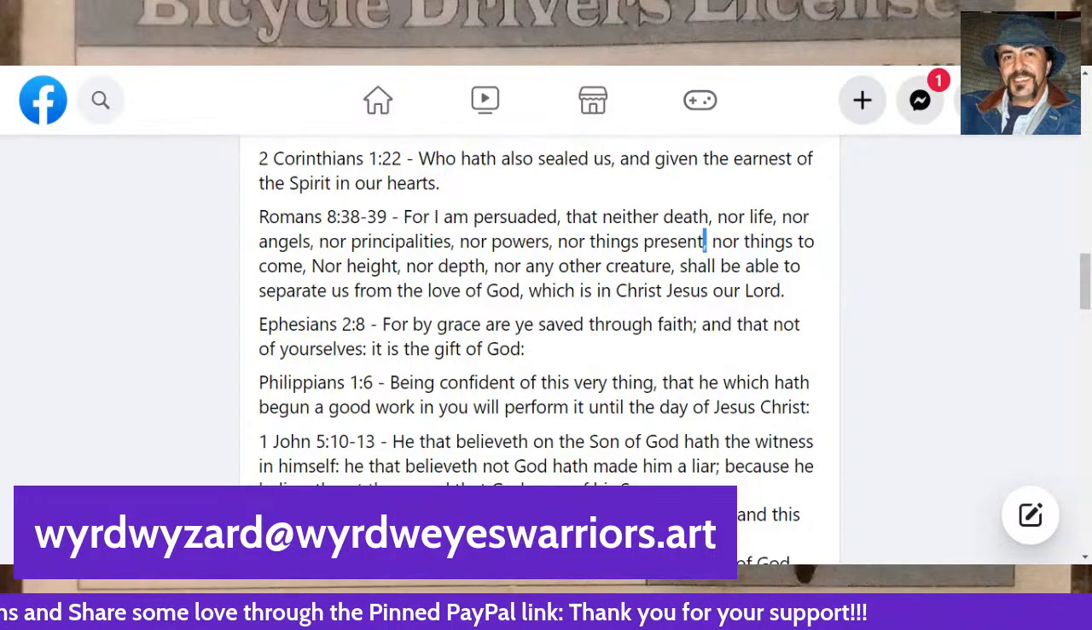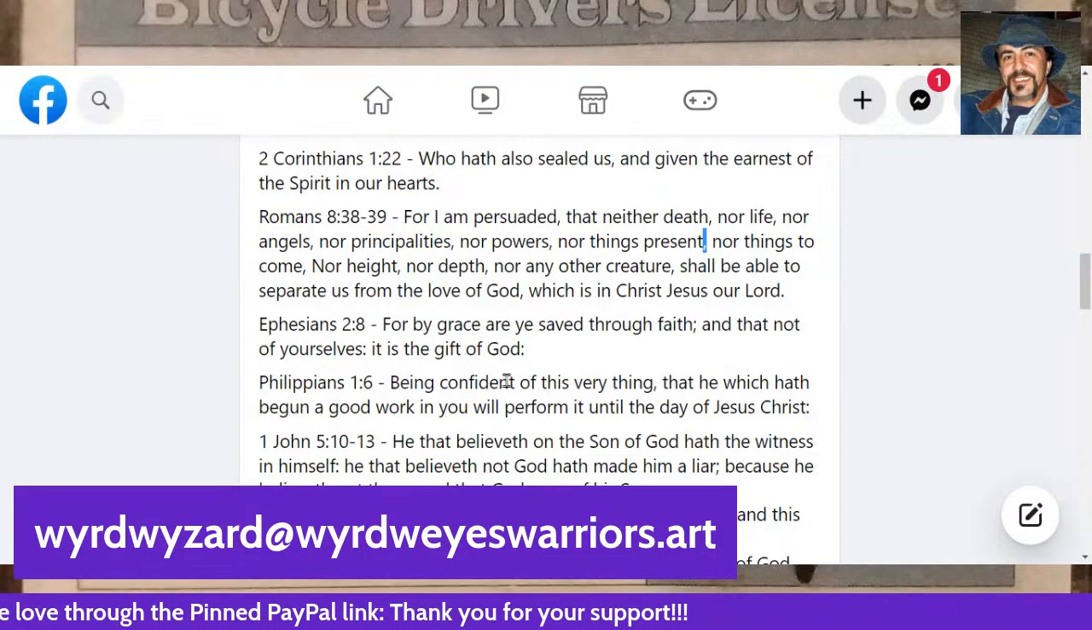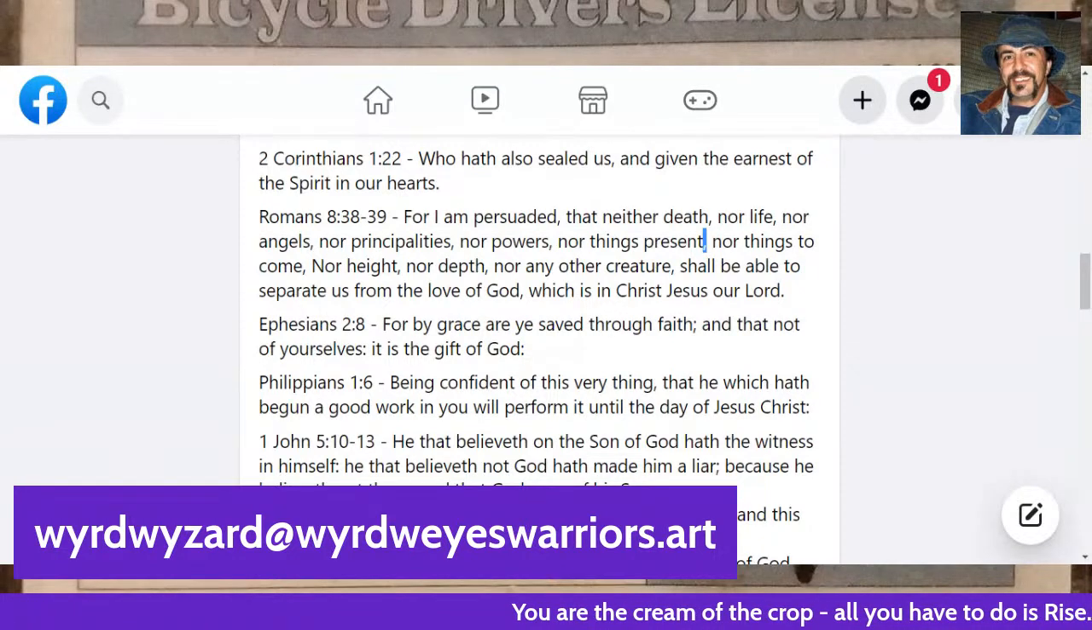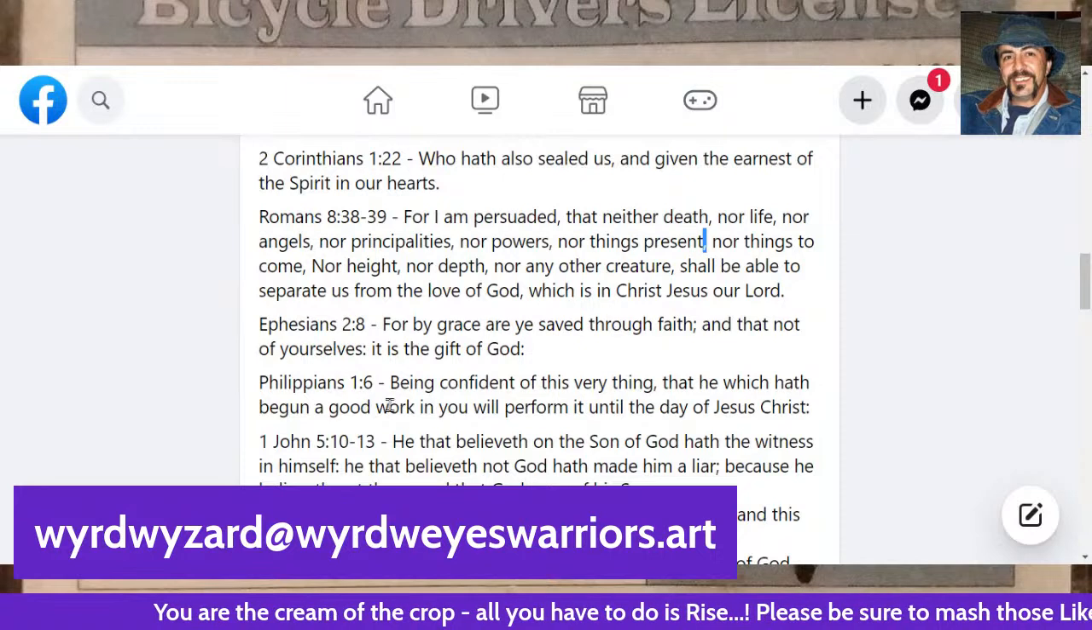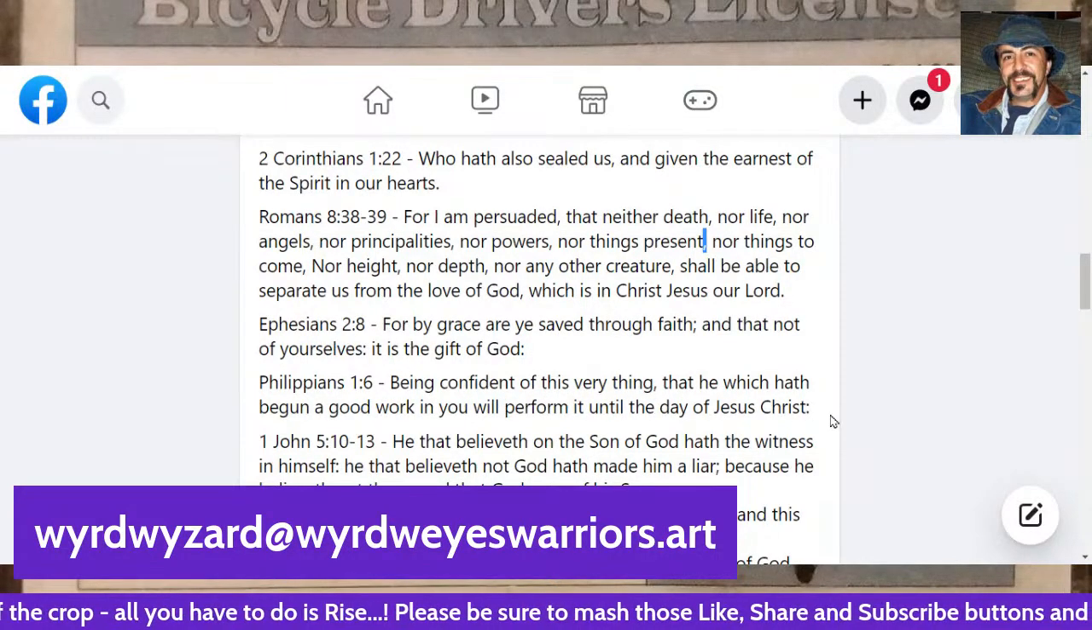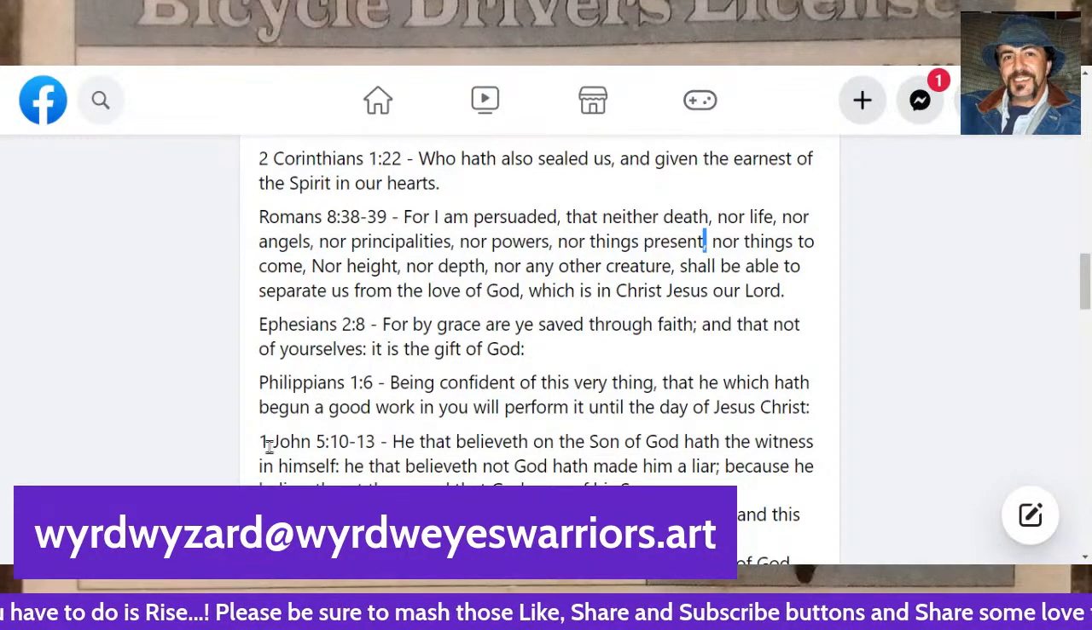Philippians 1:6. Being confident of this very thing. I am confident. Forever acknowledging the faith that I have in his will, so that I can do the good works that are profitable unto men. That which he hath begun a good work in you will perform it until the day of Jesus Christ.